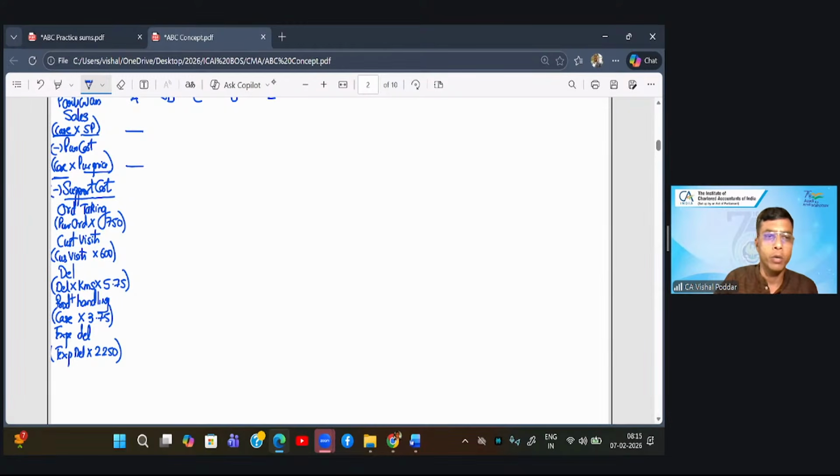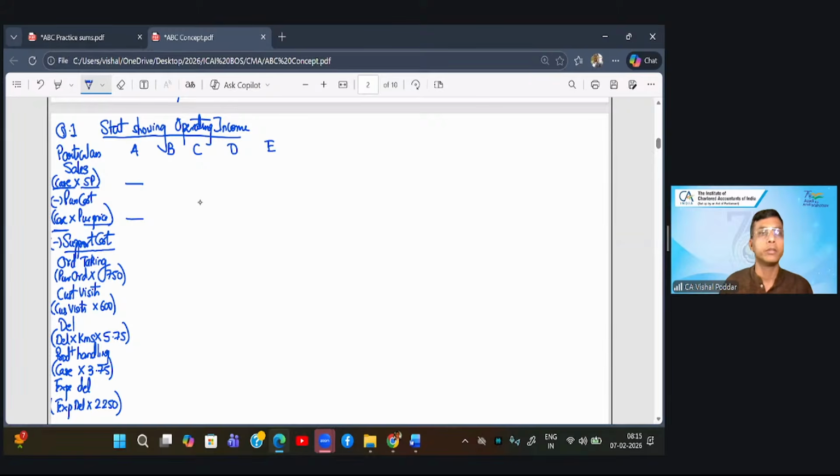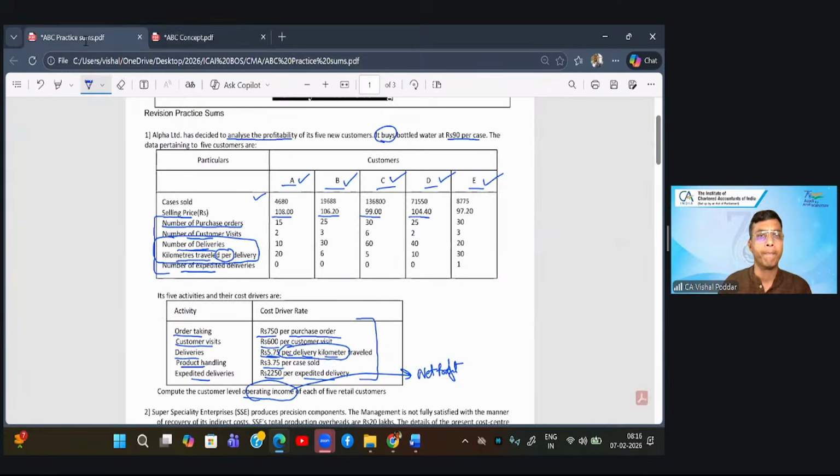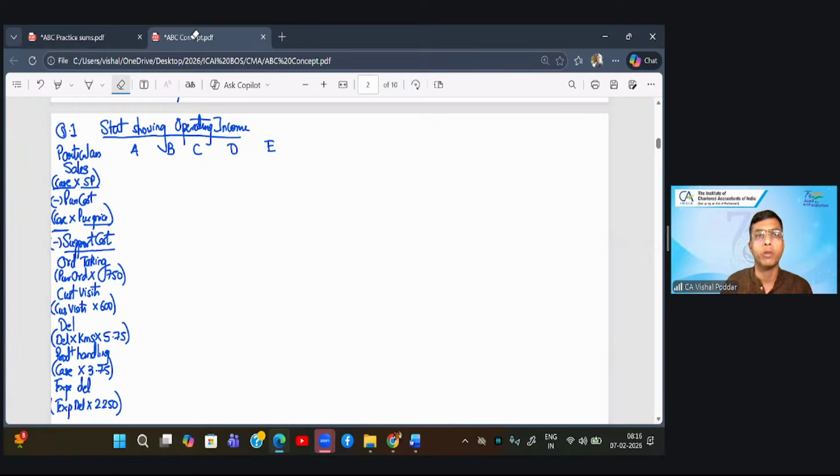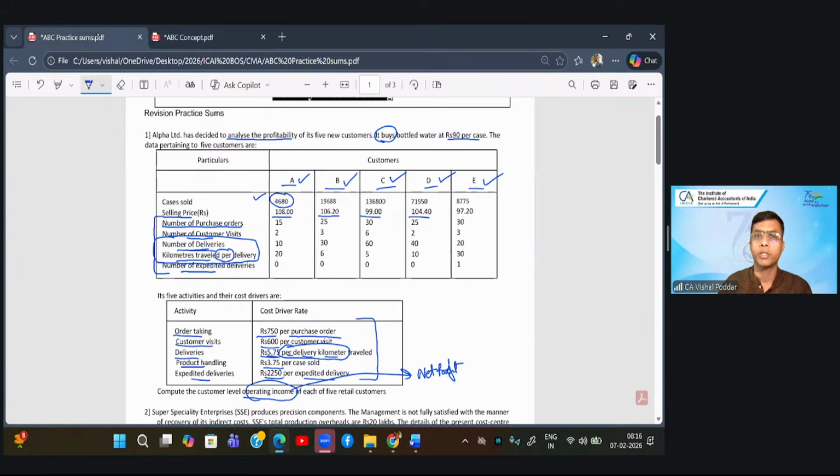Understood, students? Now I'll take the figures of A. The same thing will be replicated for the remaining customers, right? So see, figures of A: cases sold is 4680. Now just pay attention to how I'm solving. I wrote firstly everything which is common. Wherever I read cases sold, I will write cases sold first. I'm not solving each item because that is time consuming and may unnecessarily lead to picking up a wrong figure. Where cases sold is required, I've written it all first because it is common, and this saves my time. This also saves the possibility of making a mistake.